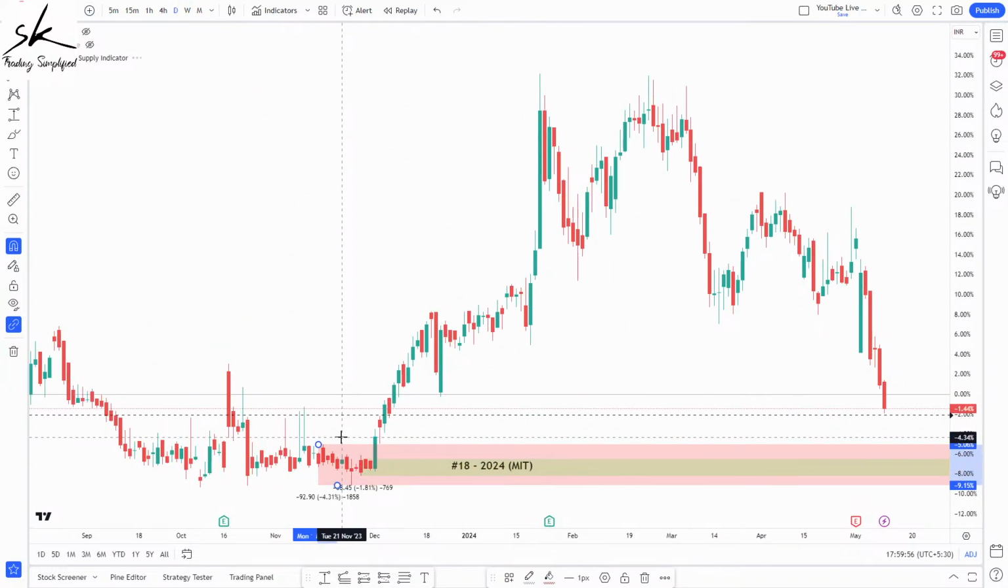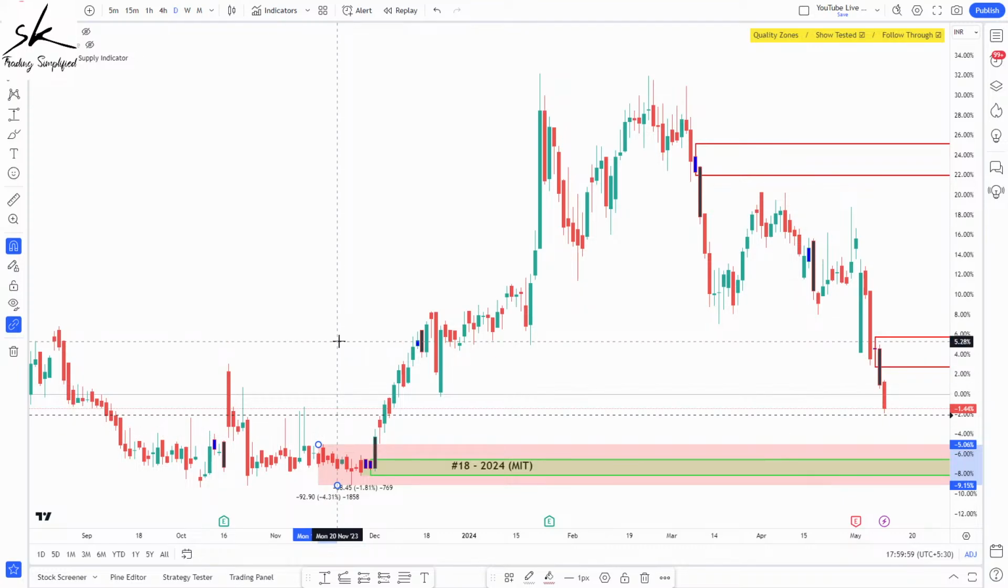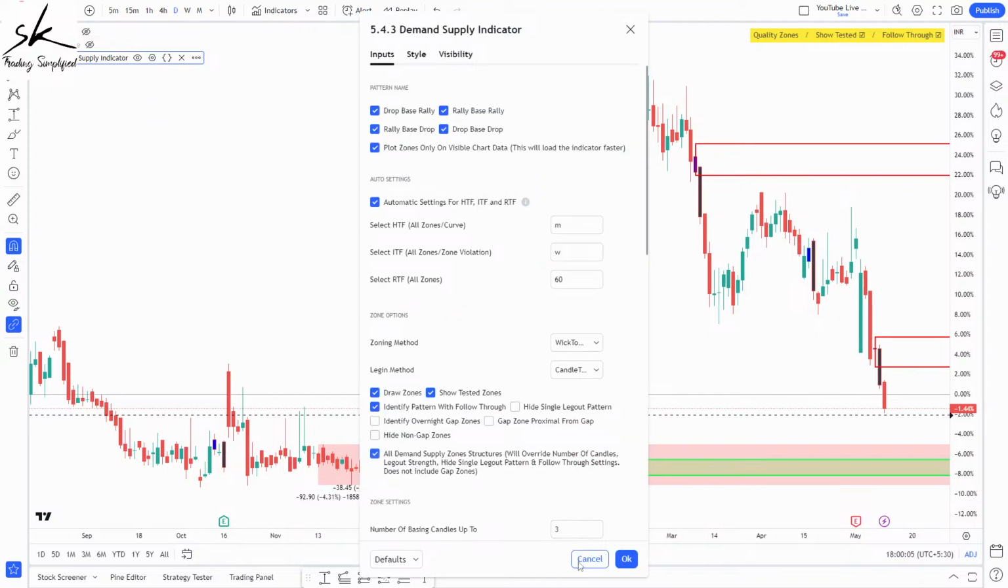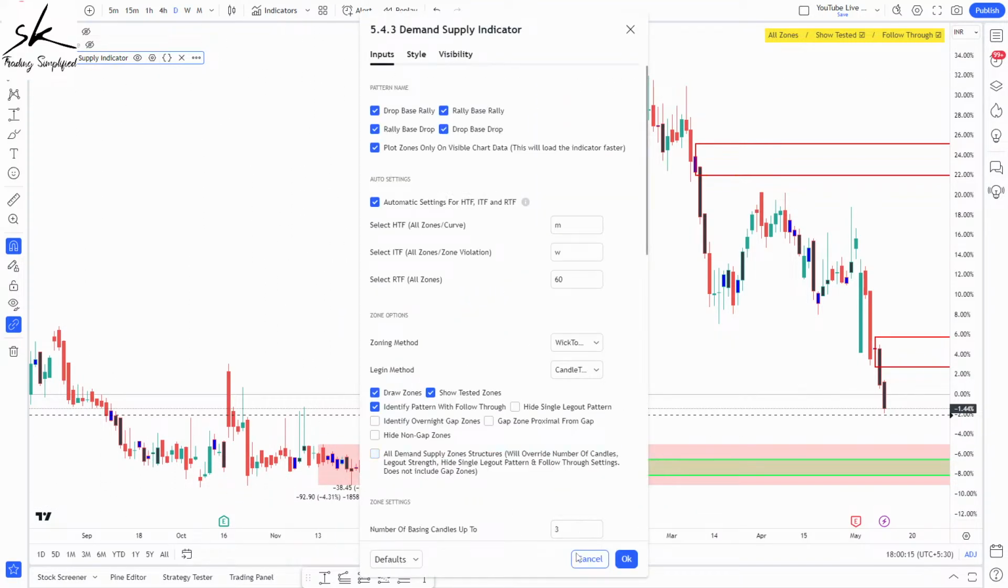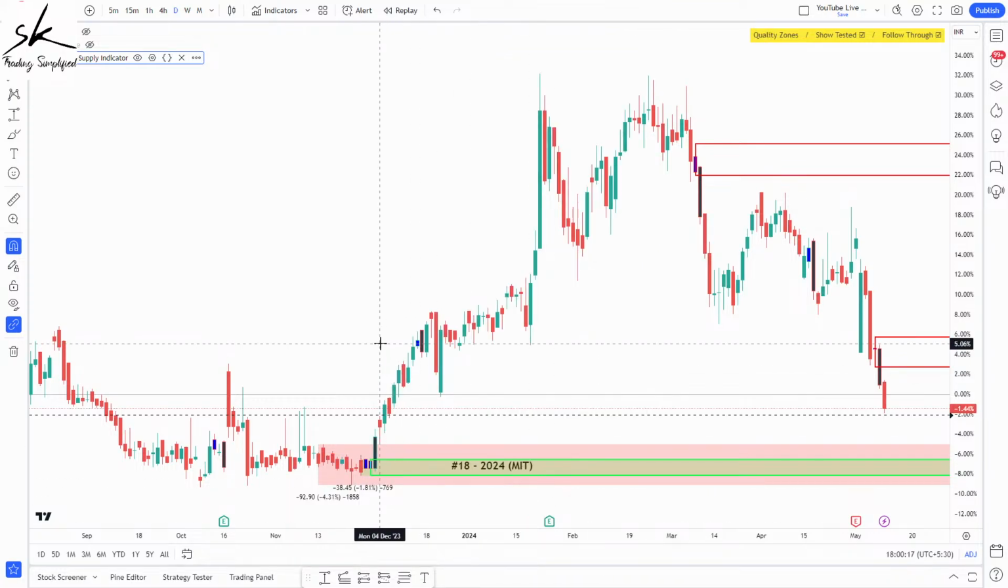The answer is yes. Now, when we talk about level on top of level, it is not mandatory that the other zones might be quality areas. So what I can do now is to check whether we have more areas inside of this. I can change my indicator settings to all demand supply zone structures. And now you can see we just have one zone. We don't have multiple zones. So that basically helps us understand it is a case of coinciding level, but not a case of level on top of level.